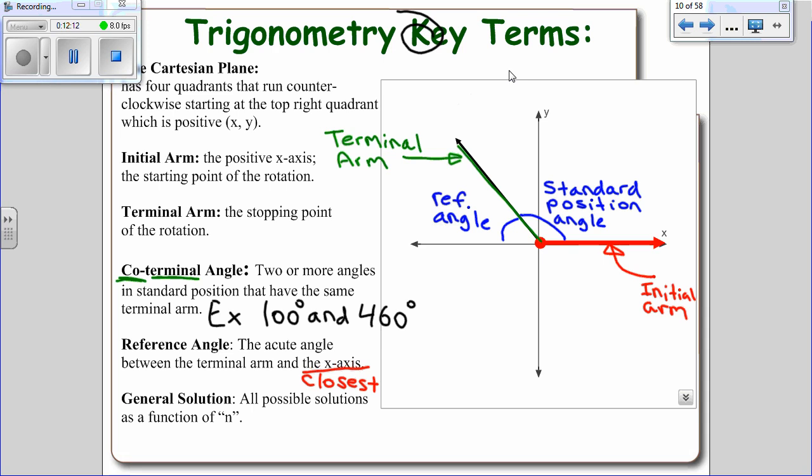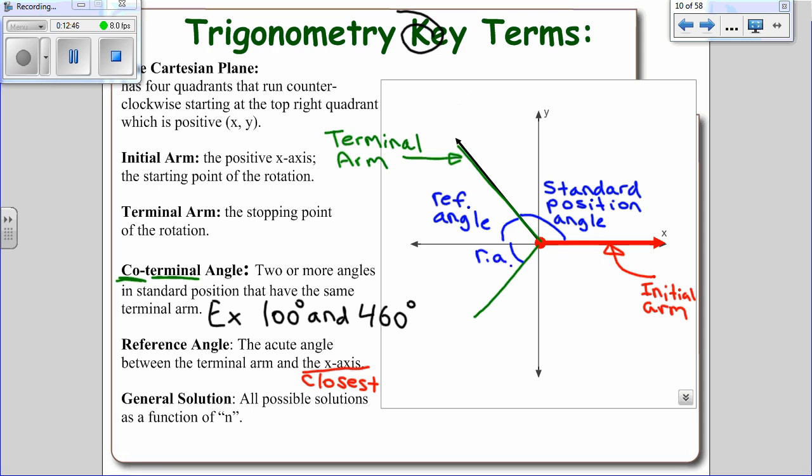Reference angles can be measured either way. So they don't have to go counterclockwise. They could go clockwise. What I mean is, if I took a terminal arm and I put it here, the reference angle would be here. That would be the reference angle, because that's the closest x-axis.